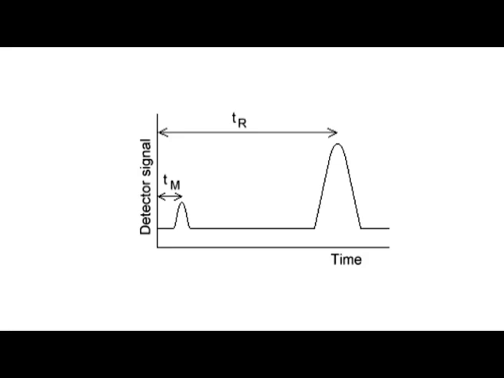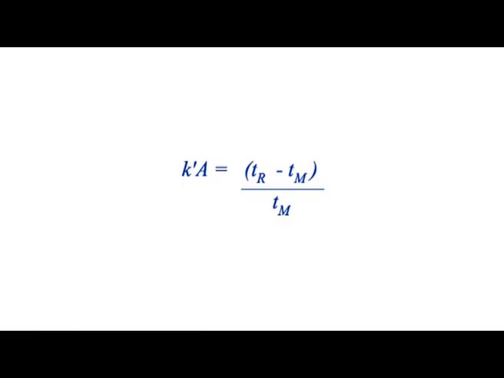The time taken for the mobile phase to pass through the column is called TM, or the retention time for the mobile phase. A term called retention factor, K dash, is often used to describe the migration rate of the different analyte components through the column. You can also call it the capacity factor, and the retention factor or capacity factor for an analyte, for example analyte A, is given as K dash A is equal to TR minus TM divided by TM.